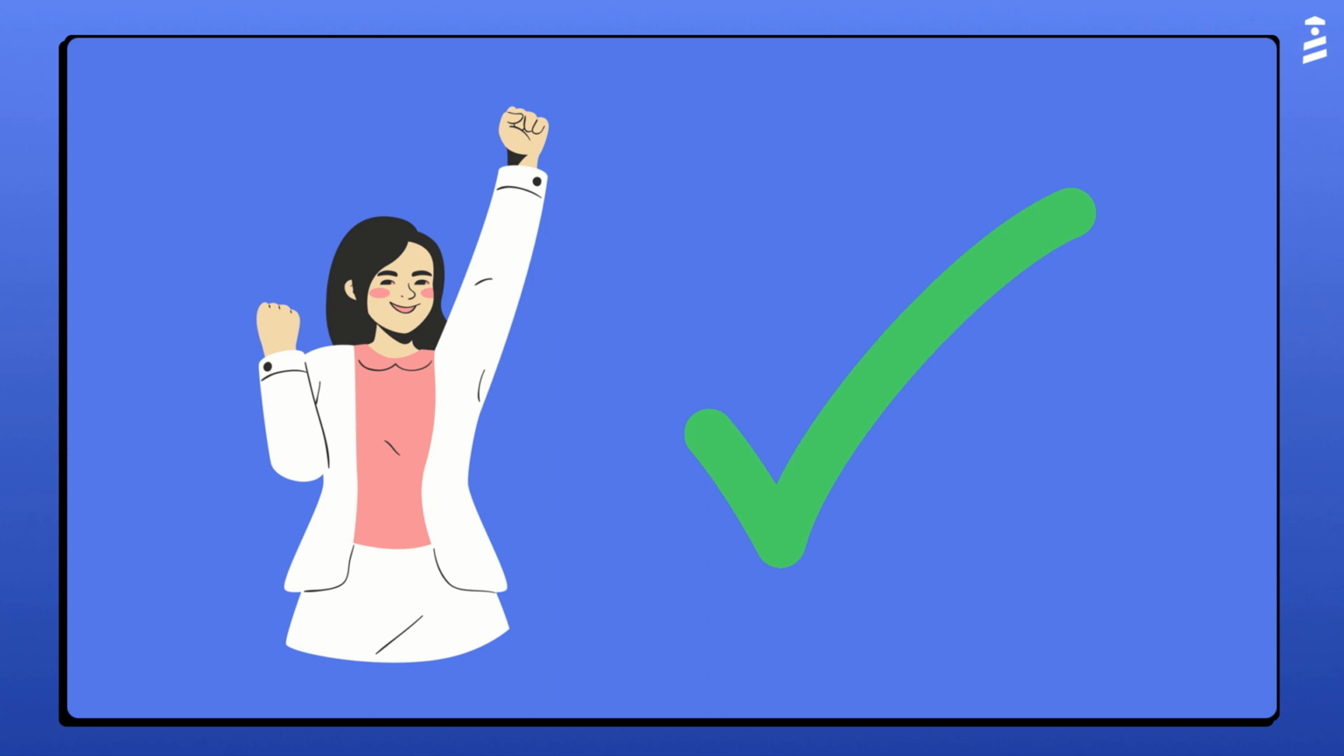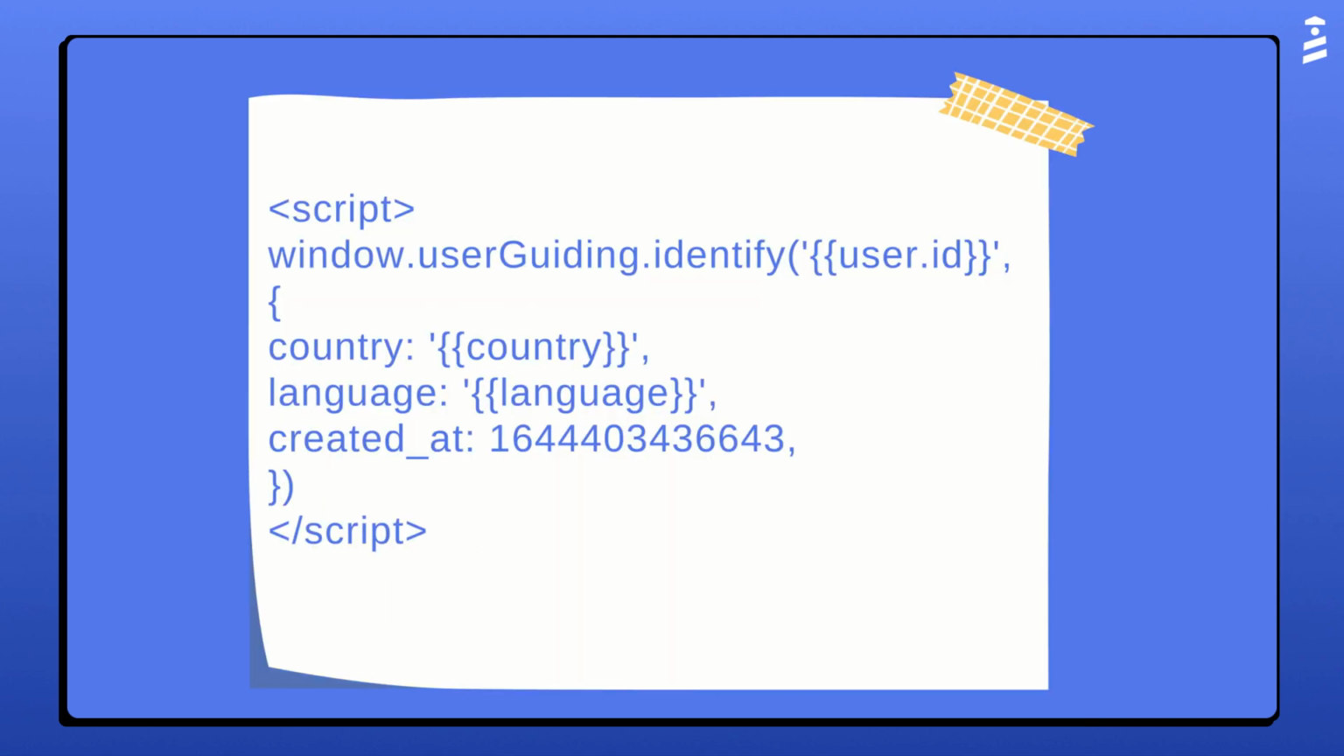I have shown you an example where we send only user IDs. You can also add as many custom user attributes as you like to this code. As you can see here, I'm adding my user's country information, language preferences, and also sign up dates, because we might need to use those attributes for user segmentation later.